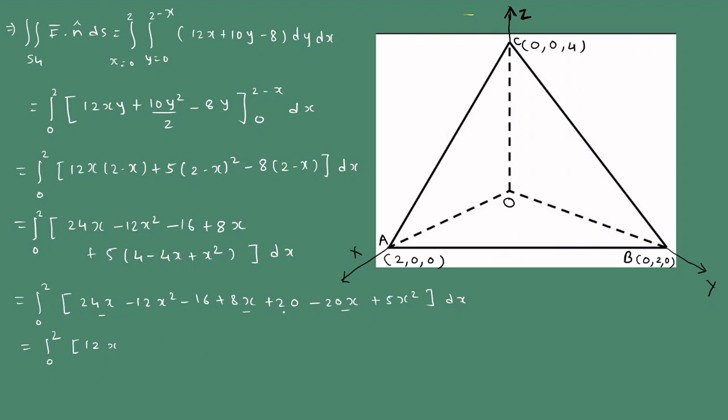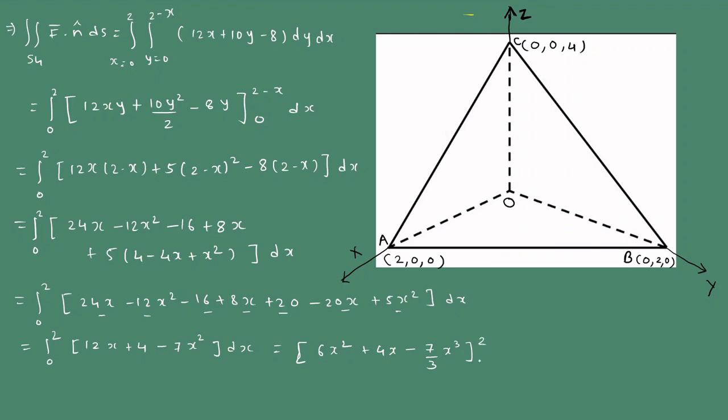Correct. Now the 20 minus 16, it is 4. So this is done and this is done. So minus 12x square plus 5x square, so it is minus 7x square. Correct. So this is done and this is the dx. So 0 to 2, 12x, so this is 6x square plus 4x minus 7 by 3 x cube. Correct.